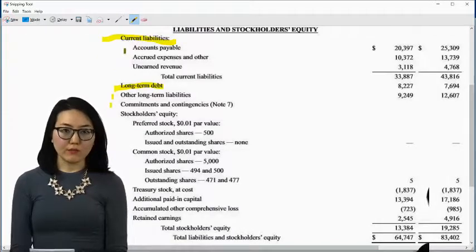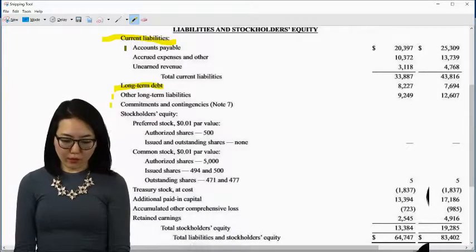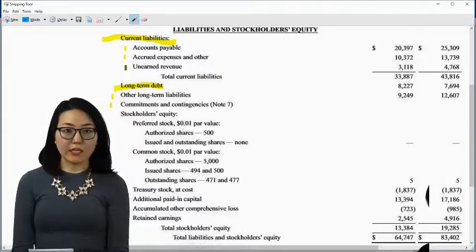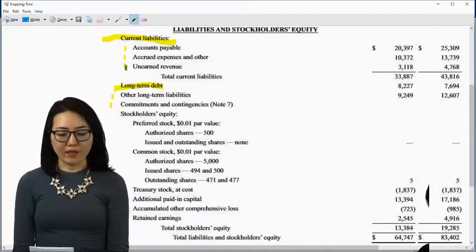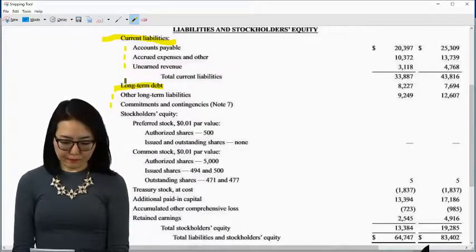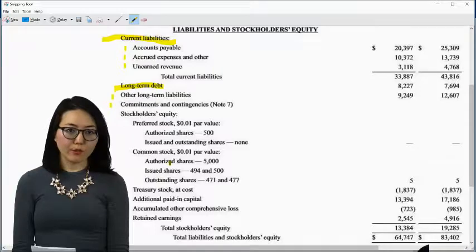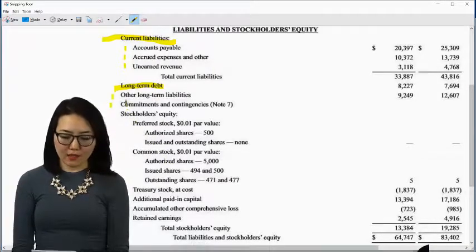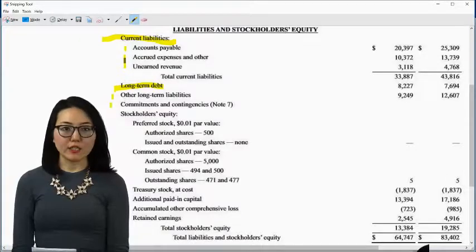Current liabilities include bills, so accounts payable, money that must still be paid. It can include a service or product that has been purchased and they're just waiting to pay for it. Other current liabilities include wages payable, so hours worked that have yet to be paid, taxes payable, and interest payable.